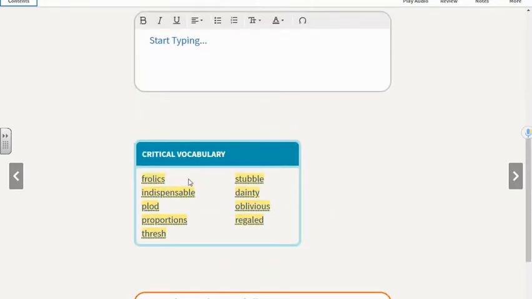These are the critical vocabulary that's going to be important this week. So let's make sure we have an understanding of these words. And as you read your story, make sure you pay attention when you come to a critical vocabulary word. Pay attention to how the word is used and what it means.